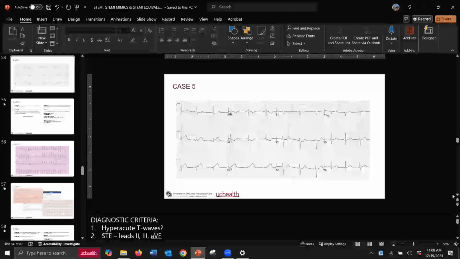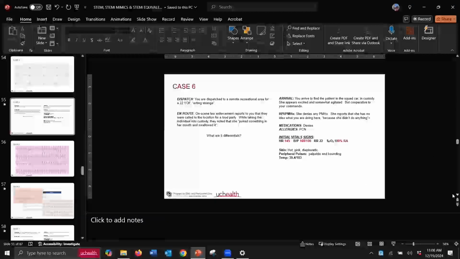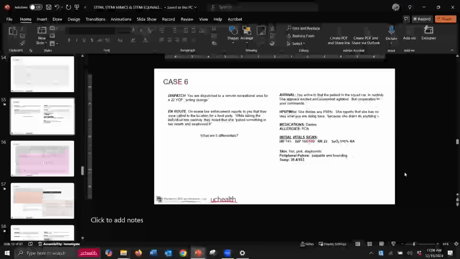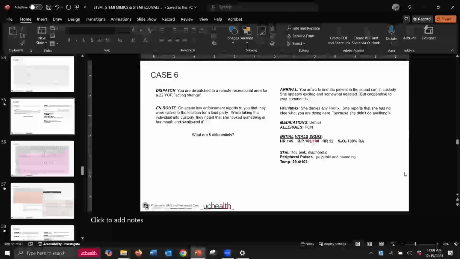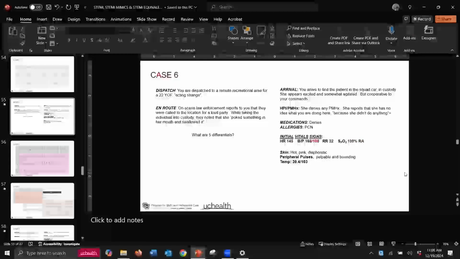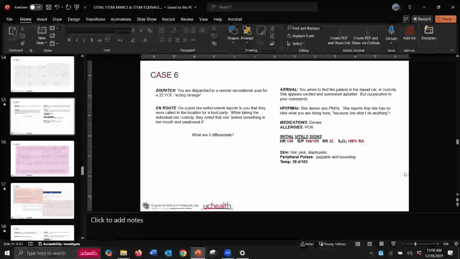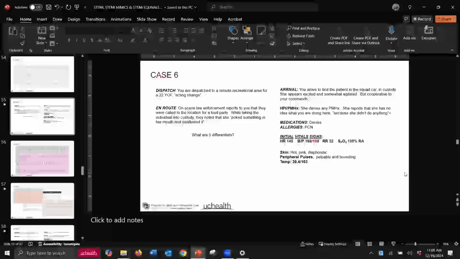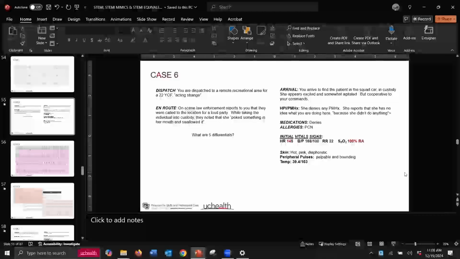Okay, case 6. I gotta enlarge this for my old eyes. You're dispatched to a remote recreational area for a 22-year-old female acting strange. On-scene law enforcement reports that they were called to the location for a loud party. While taking the individual into custody, they noted that she packed something into her mouth and swallowed it. What are your 5 differentials?